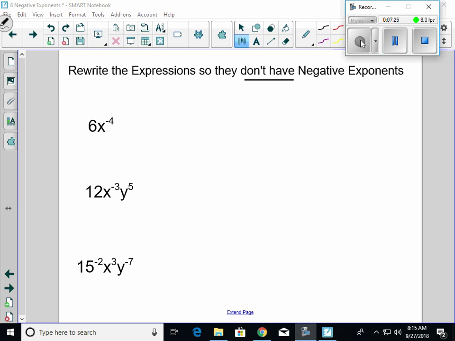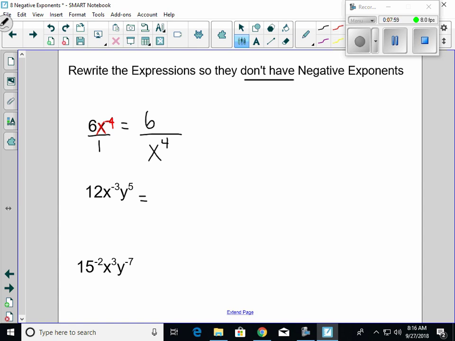Okay, so some of the answers that we get have negative exponents, but they don't want the answers to look like this. Okay. So the 6 is fine. I can put this over 1. The 6 doesn't have a negative exponent. I'm going to leave that in my numerator. The x has the negative exponent. So it's a numerator. It belongs as a denominator. X to the positive 4.